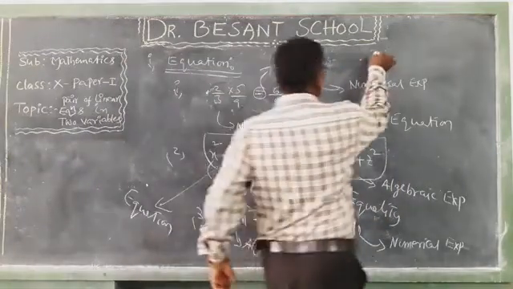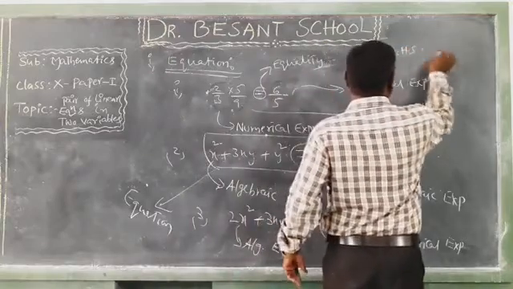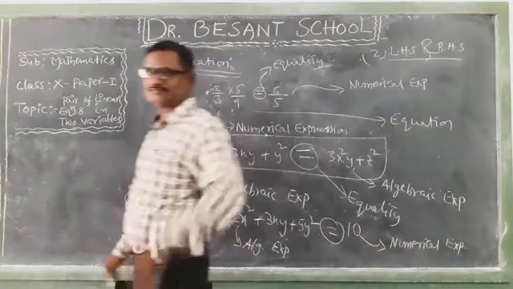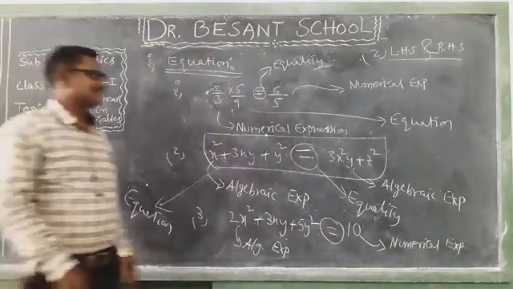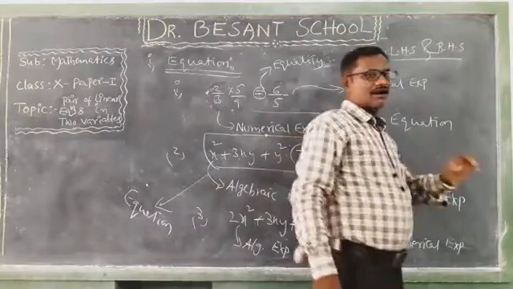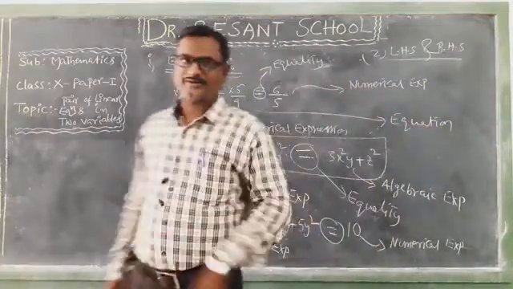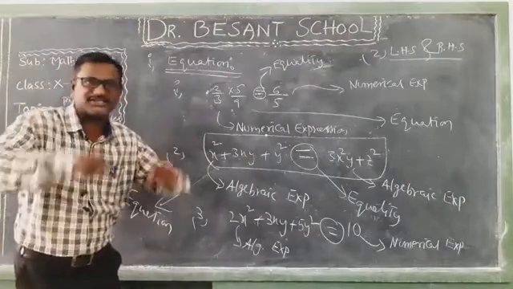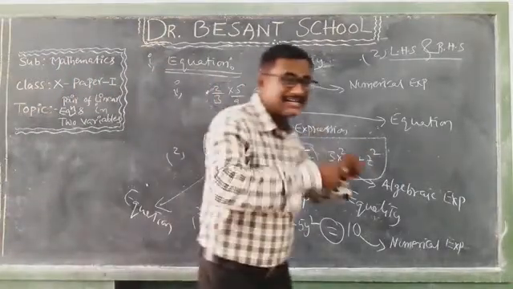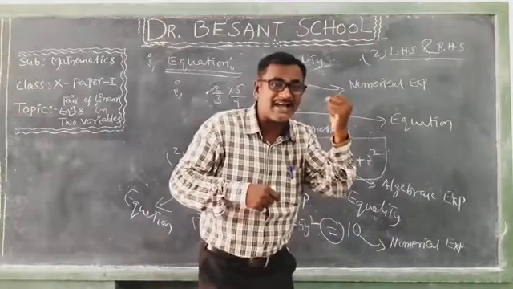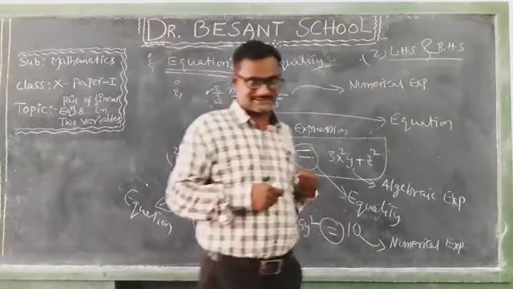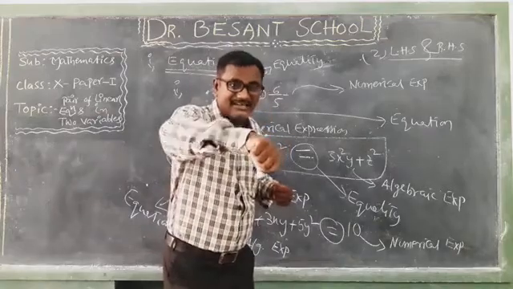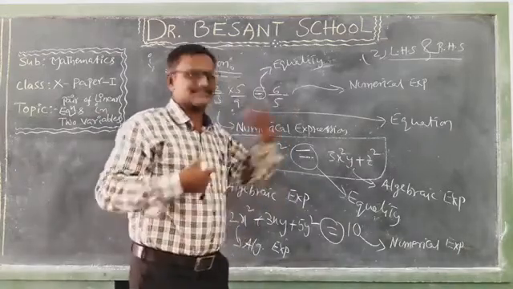The second one: what is LHS and what is RHS of an equation? This is my second definition. Now observe. The part which lies on the left hand side of an equality in an equation is called LHS. The part which lies on the right hand side of an equality in an equation is called RHS.